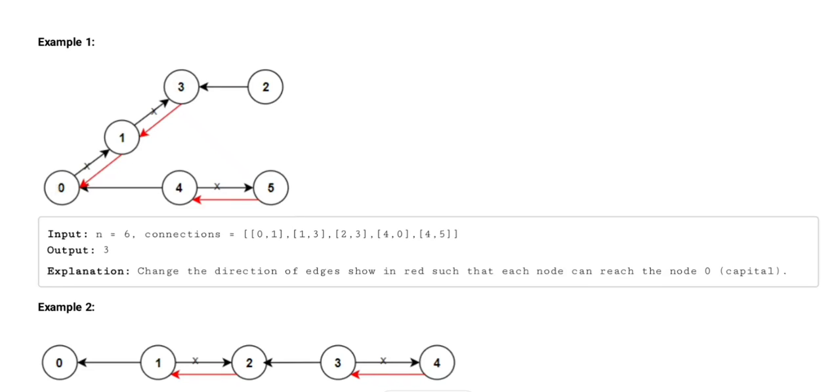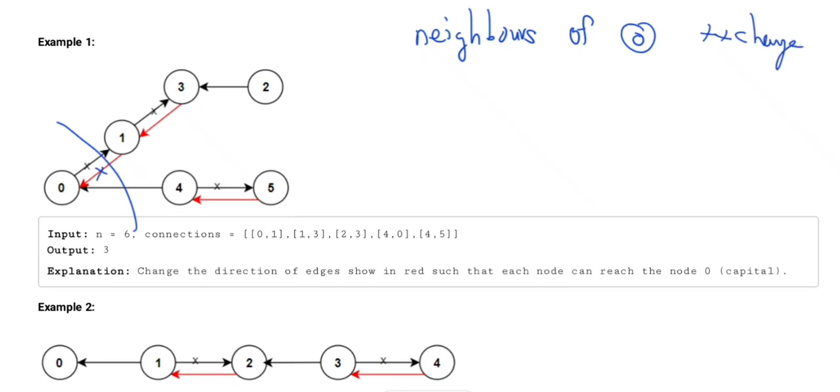Let's look at it again. We can start from 0 and then check the upcoming edges. Check the neighbors of 0 and ask a question: can you reach 0? If no, we mark a change, plus plus change. Can you reach 0? All is okay, no need for a change.